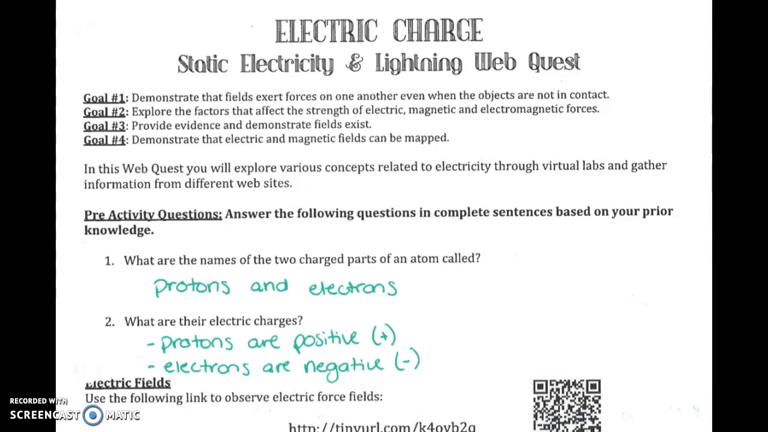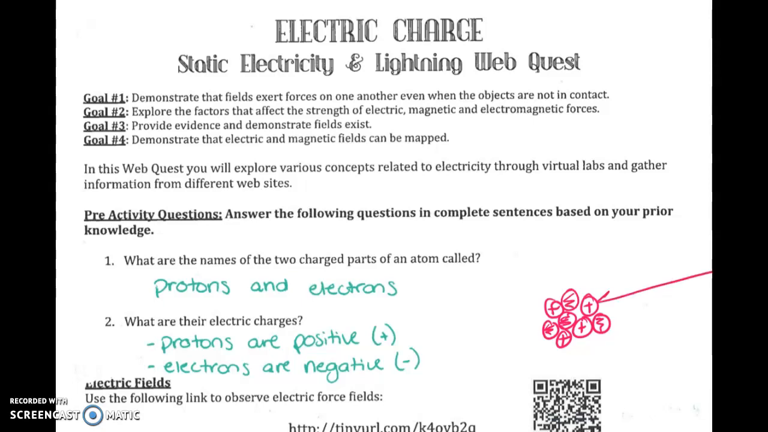So with that, I'm going to dive into this. I won't go through every single question on here. I'm going to go through probably the main points, and then we'll take it from there. The pre-activity questions are asking you to identify what the charged parts of an atom are called. It's been a long time since we talked about this, but inside the nucleus of an atom, you have different parts. You have positive charges, which are the protons, and then you have things that don't have a charge, and those are neutrons.